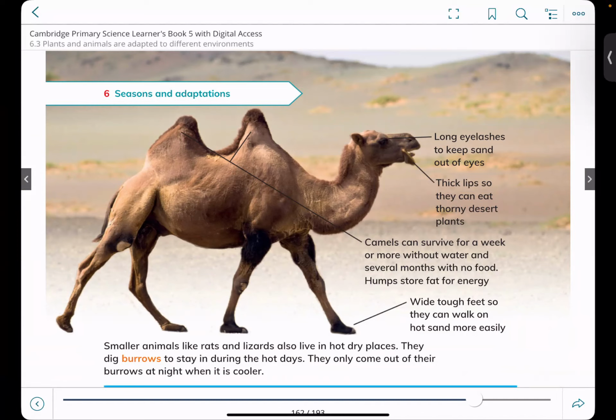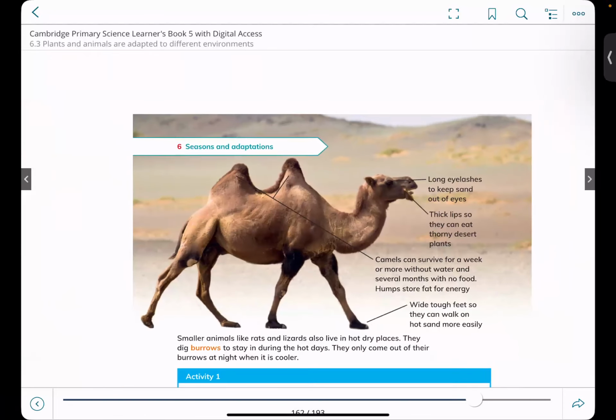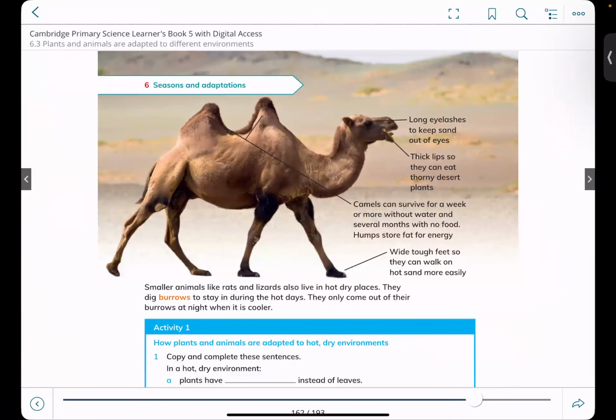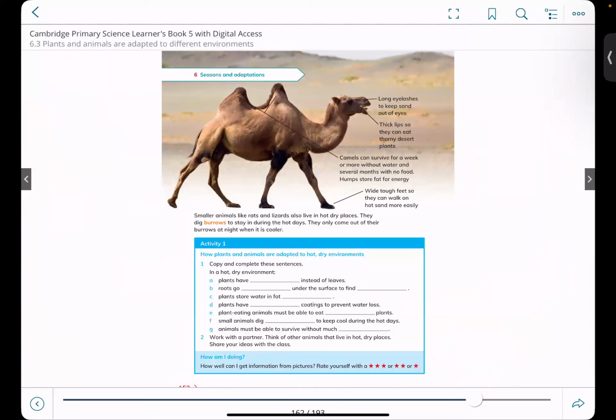Smaller animals like rats and lizards also live in dry places, but they turn out to be nocturnal there. Since days are warmer, they dig burrows and sleep during the daytime when it is warm, because these burrows are pretty cool. Then they come out only in the night when the outside temperature is cooler. So this is the adaptation they have done, that although we would not consider rats and lizards to be nocturnal, if they are living in hot and dry climate, they turn out to be one.